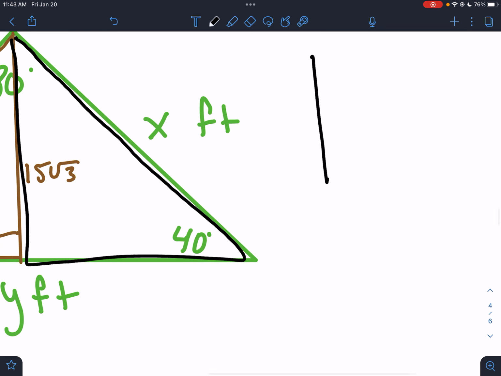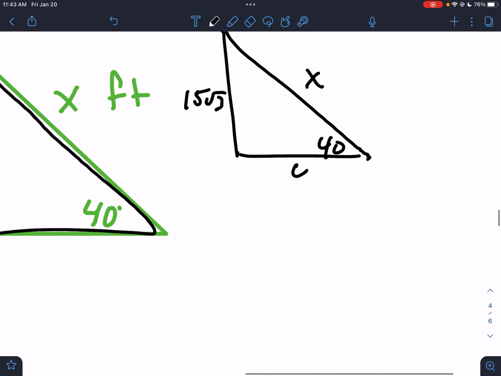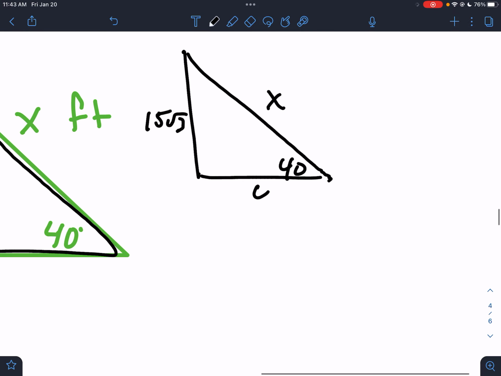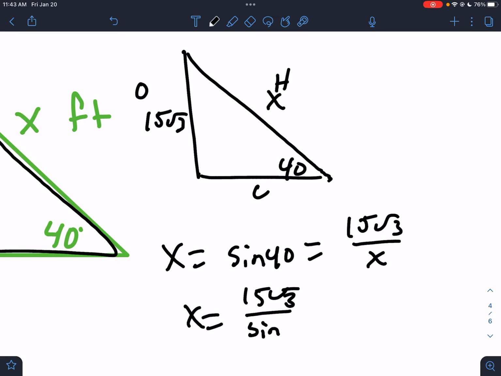So I have this black triangle with a 40-degree angle, and it's 15 root 3. I have this side as X. I'm going to call this C. You can call it whatever you want, but it's not labeled in the picture. I need both of them. So this would be opposite over hypotenuse for X. So that would be the sine of 40 equals opposite over hypotenuse. So X equals 15 root 3 over the sine of 40.